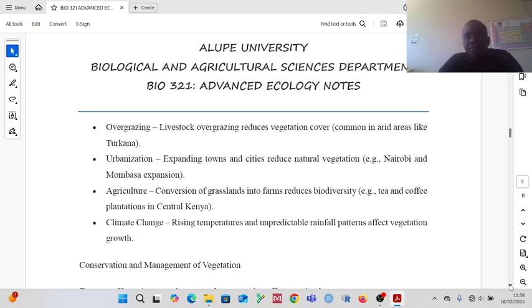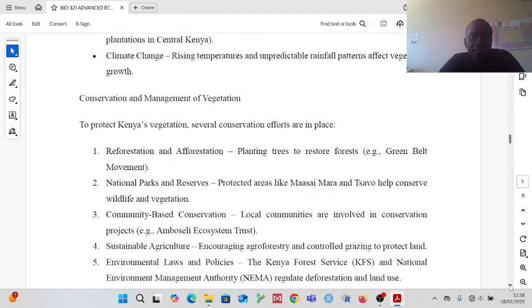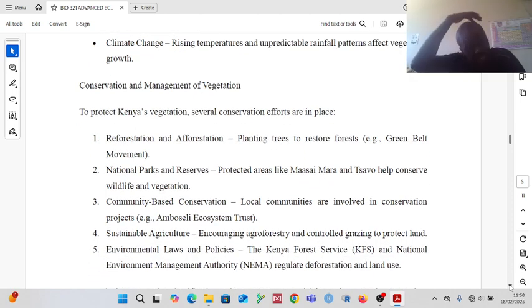But now, because we realized how important vegetation is, are there things that can be done so that we can conserve and manage this vegetation? So we've got several efforts that have been put in place. We continue doing reforestation and afforestation, so we plant trees to restore forests. That is a way in which we can conserve, in which we can manage.